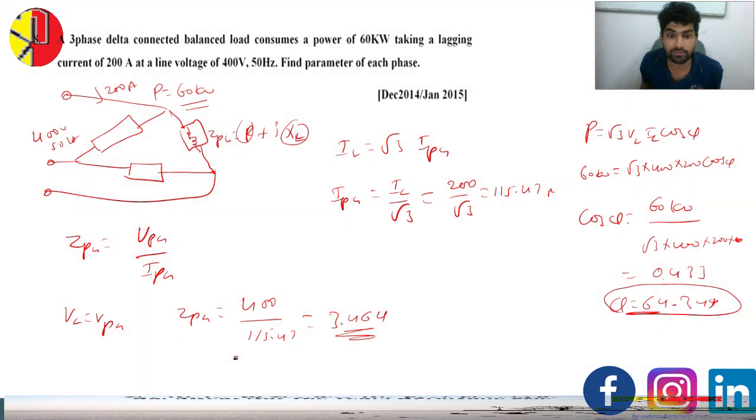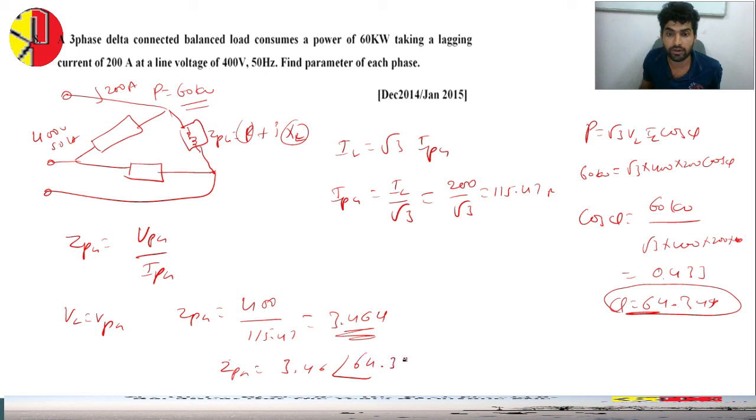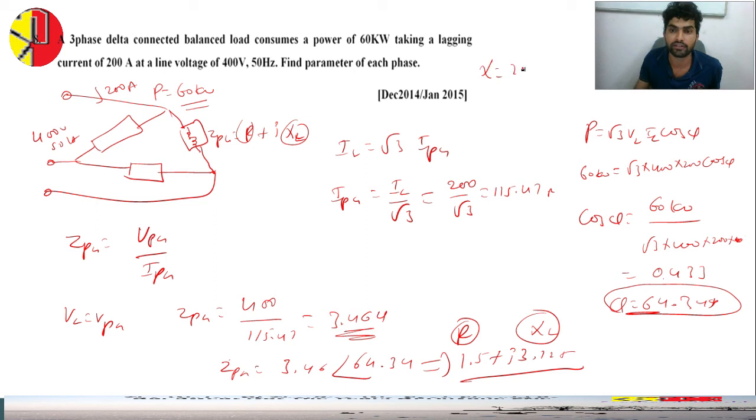Z phase in polar form is 3.46 angle 64.34. You convert it into rectangular form. You will get the answer as 1.5 plus J 3.125. This is R and this is XL. If you want to calculate the L value, XL is equal to 2 pi FL and L is equal to XL by 2 pi F. Finally, we get 9.9 Henry. Okay. Likewise, we can solve the problem.